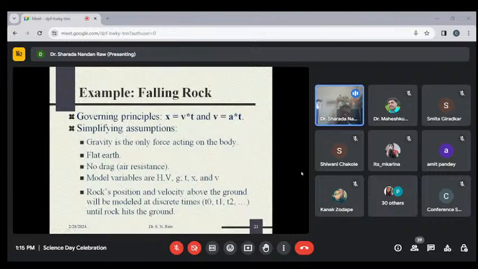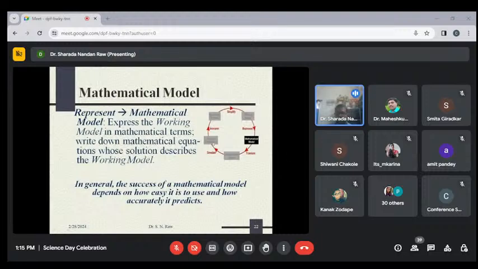Until the rock hits the ground, we take the data between these t0, t1, t2, t3, and like that only. Then now come to the models. Then we have to use this one, then it is converted into the models. So express the working model in mathematical terms and write down the mathematical equation which describes the working model.